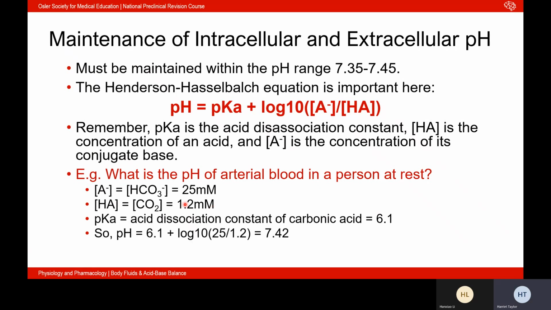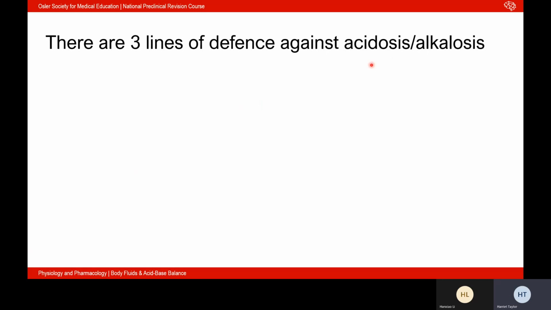So let's work this out. So our pH is equal to our pKa, 6.1, plus the log10 of our concentration of our base, which is 25, over the concentration of our acid, which will be 1.2. And that will give us a pH of 7.42, so that's within our nice range up here. So that would be of a typical person at rest.